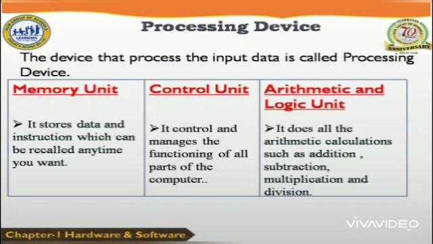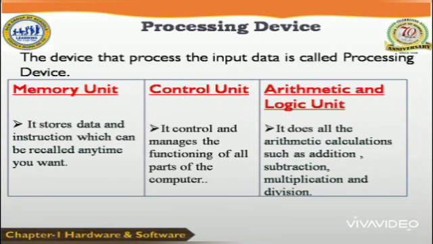So after input devices, there comes processing devices, which processes the input data given to the computer. So as you all know, CPU is the brain of the computer. So all this processing is done by the CPU only. And this CPU is further divided into three parts: memory unit, control unit, and arithmetic and logical unit.